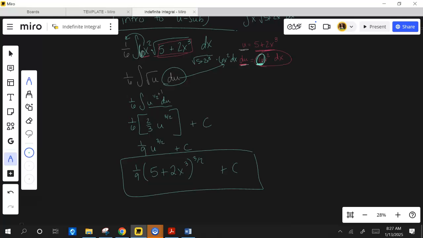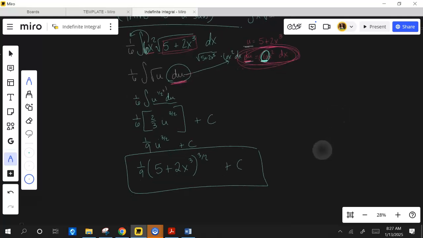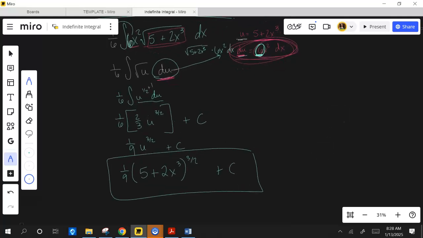The x squared is part of this du here. So whenever I replace the 6x squared dx with du, and then integrate, the u is 5 plus 2x cubed, and the du is the 6x squared dx. Yes, it is there. You just have to see it at the beginning.